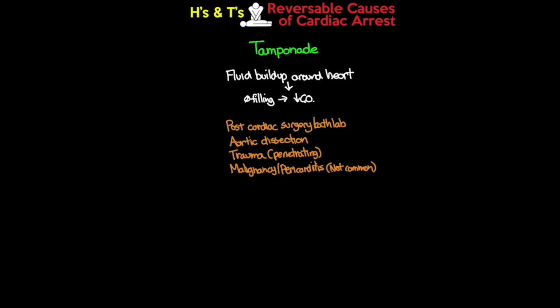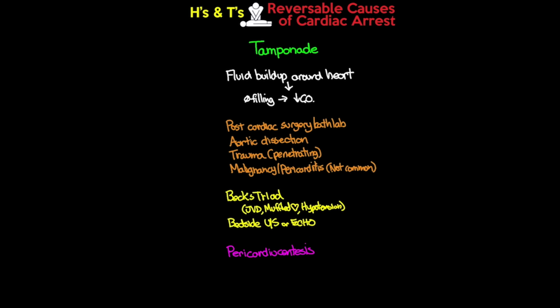Things to assess for these patients are things like our Beck's triad, which is JVD, muffled heart tones, hypotension, and ultimately some sort of bedside ultrasound or echo is going to really be diagnostic for this. Treatment when we find our patients in this situation is very simple. We need to get the blood out, and we can do this through either a pericardiocentesis or a thoracotomy through a new opening or re-exploring a sternotomy they may already have.